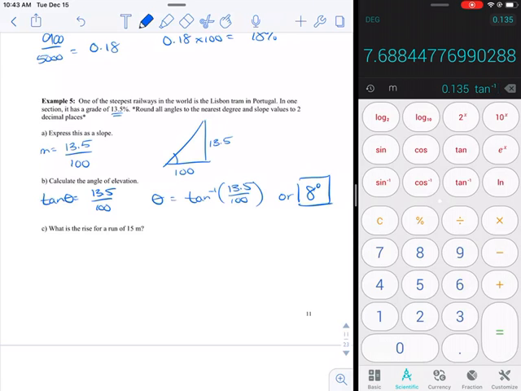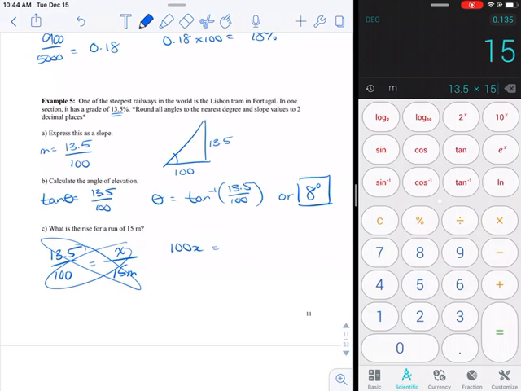What is the rise for a run of 15 meters? Okay, well, we have our original slope, 13.5 out of 100. Now we have a new run of 15 meters, and we're looking for a rise. So cross multiply. So we get 100x is equal to 13.5 times 15, which is 202.5, and then divide by 100 to get x by itself, and it's going to be 2.03 meters.